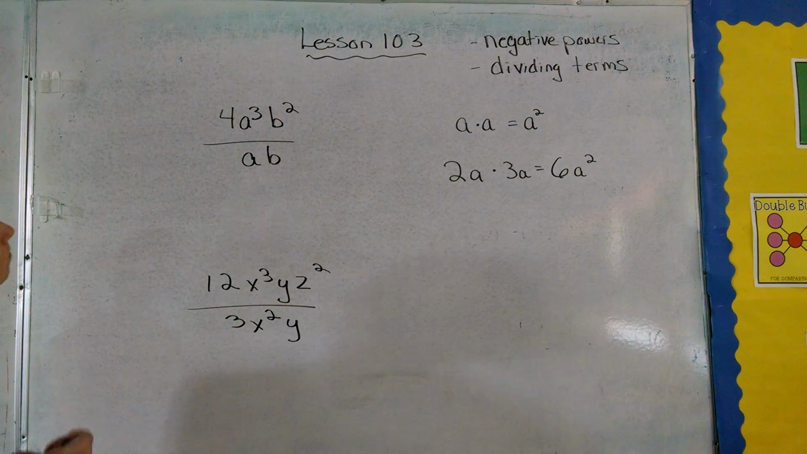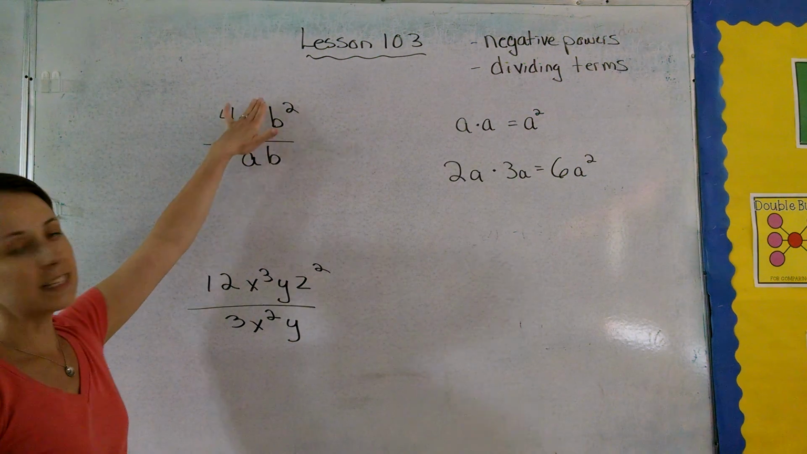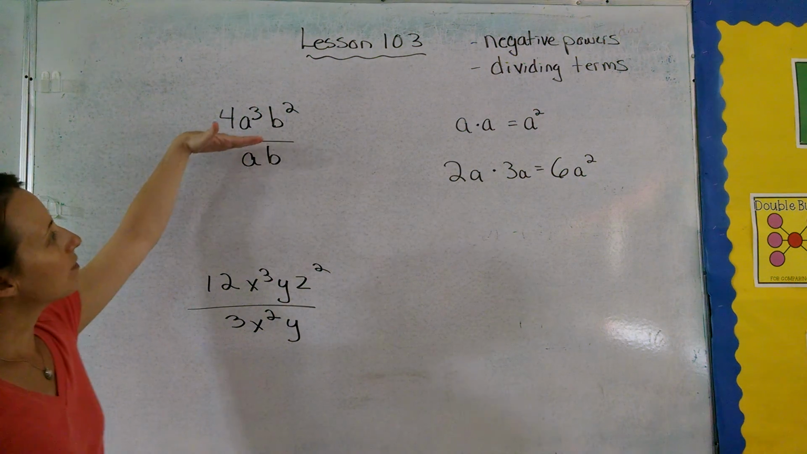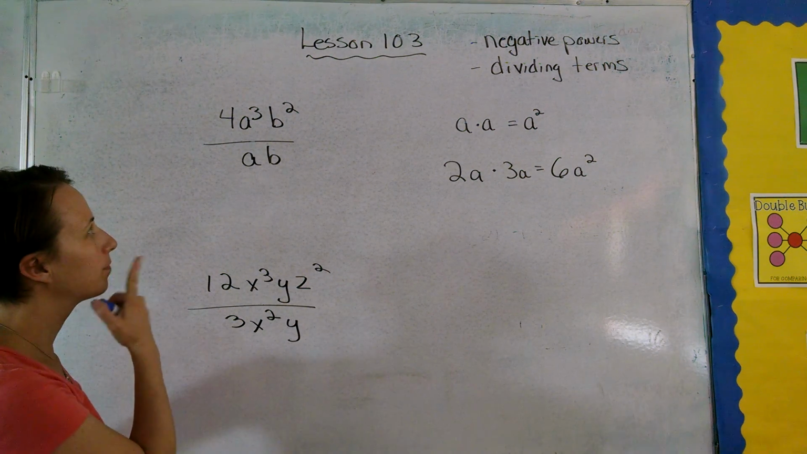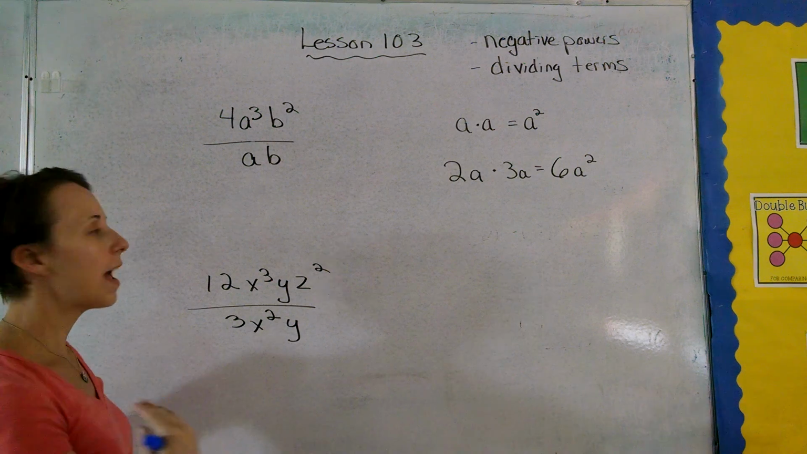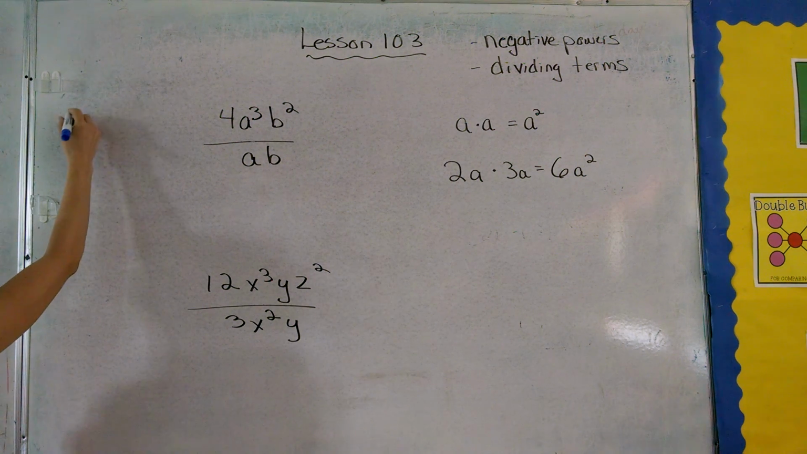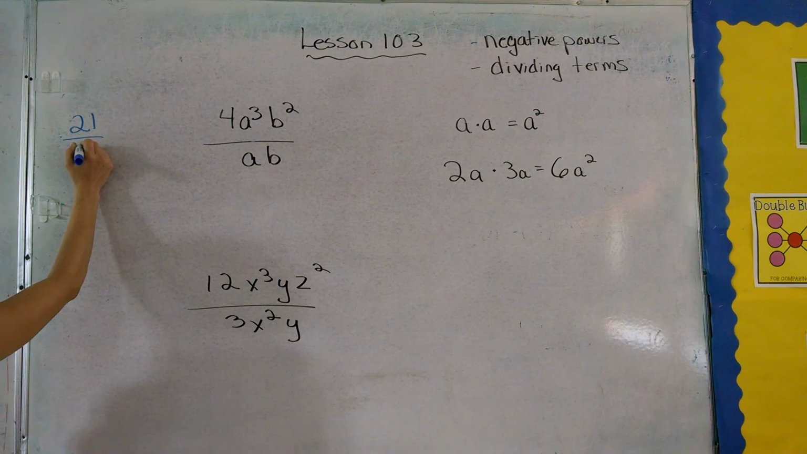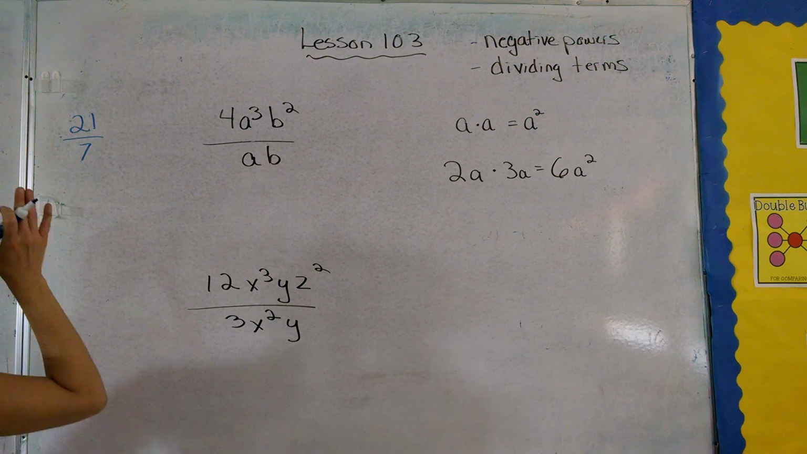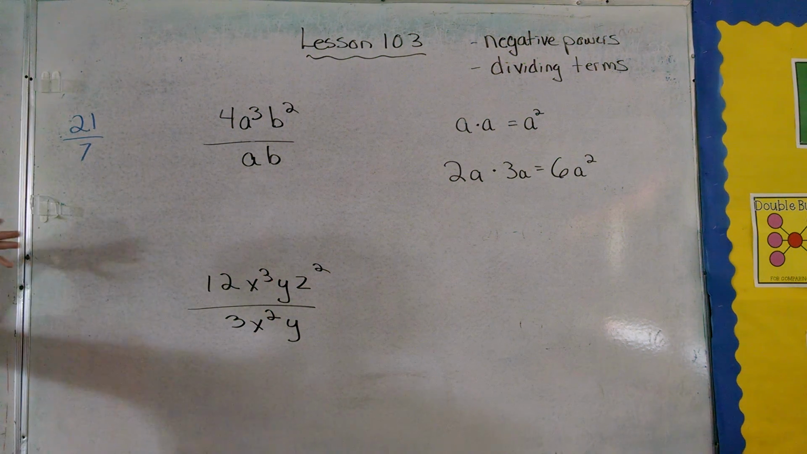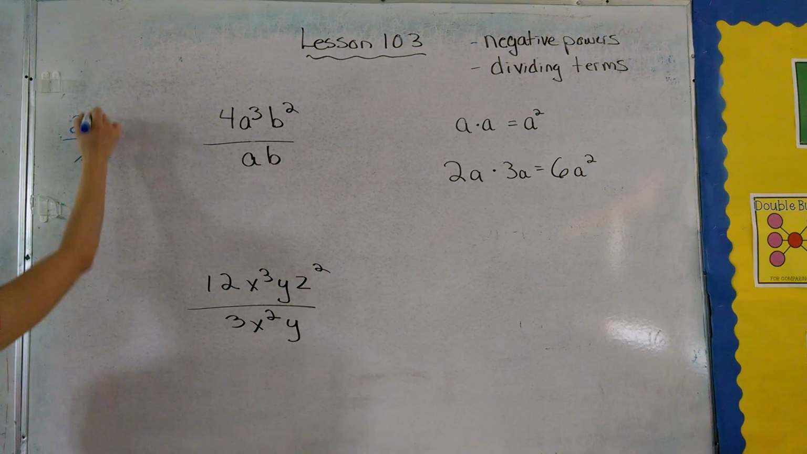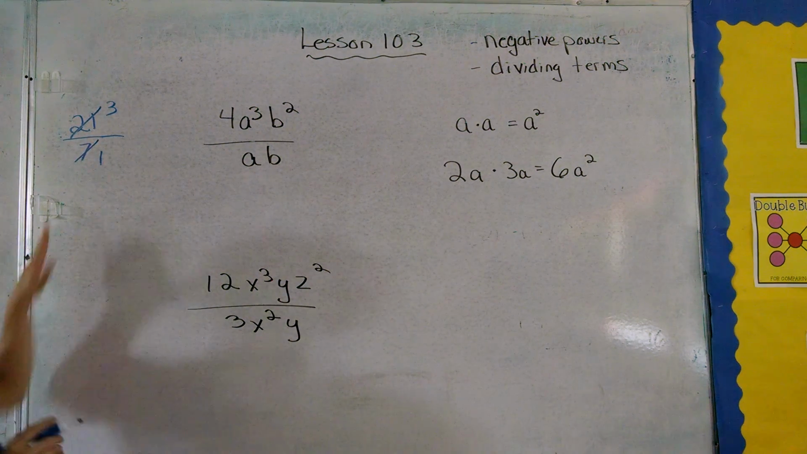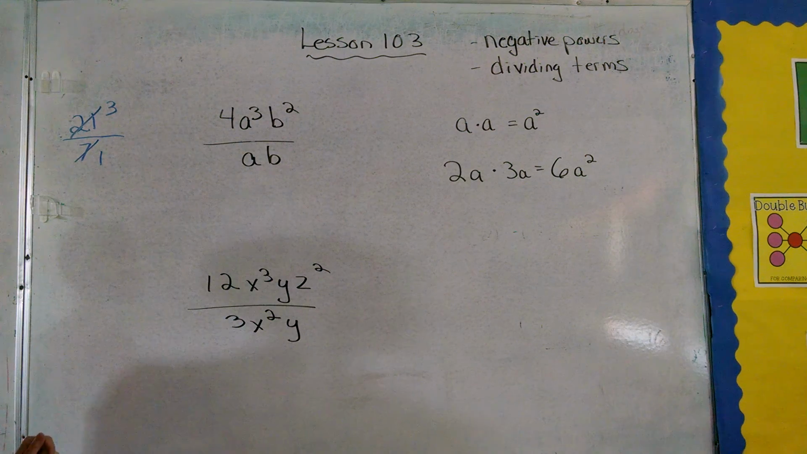Let's look at this problem here. I have 4 times a to the third times b squared, and I want to divide this whole thing by ab. I already know when I have a fraction, for example, like 21 sevenths, then I'm allowed to divide by a number if I have the same thing on the top and bottom. For example, here I have 7 in both of these. 7 times 1 is 7, and 7 times 3 is 21. I'm allowed to divide the 7 out of both the top and the bottom.